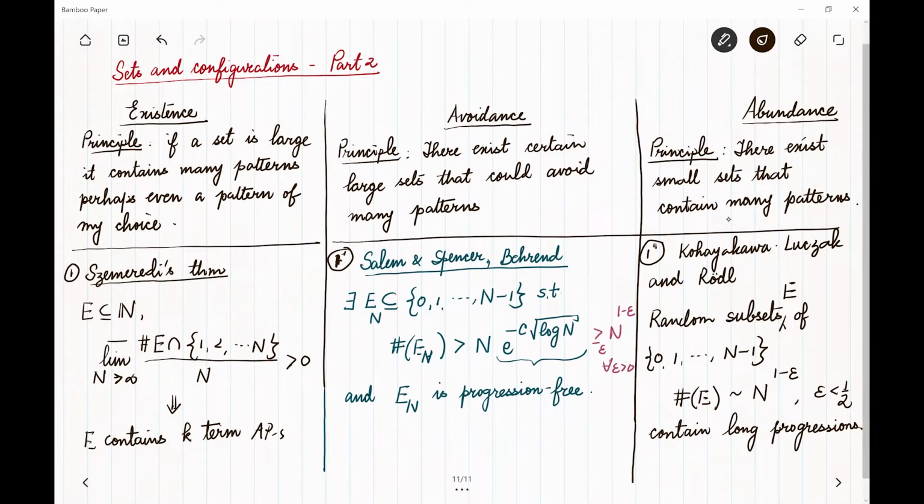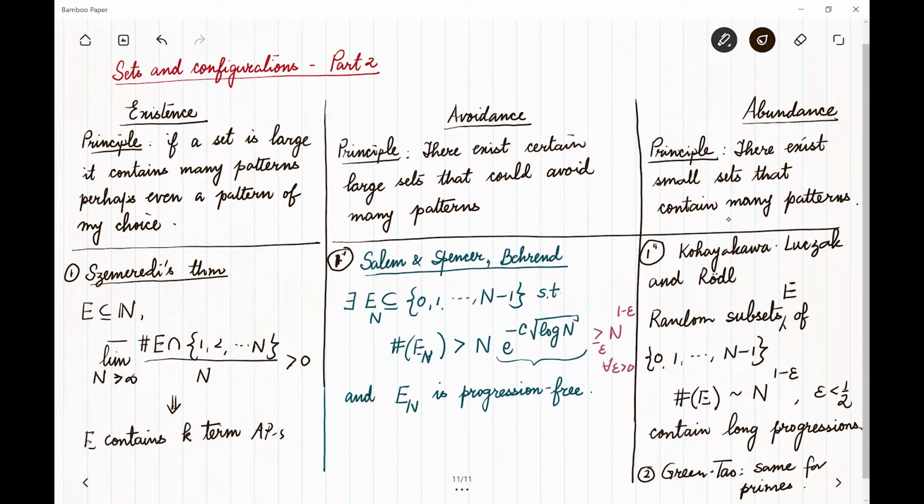Of course, there is the famous example due to Green and Tao, where the same conclusion holds: arbitrarily long progressions in the primes, which is again a small set.